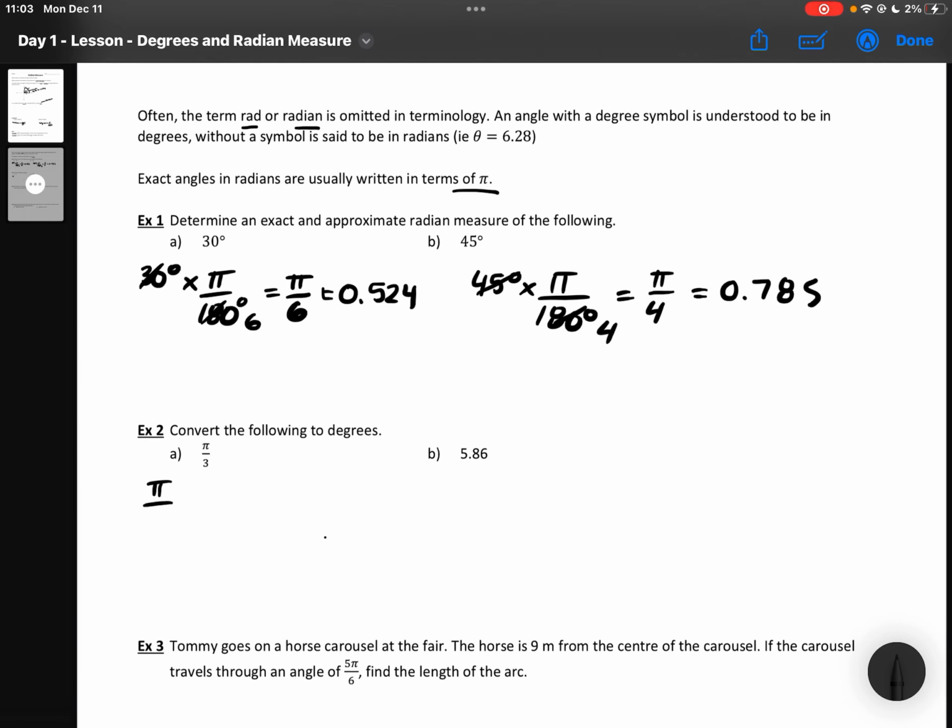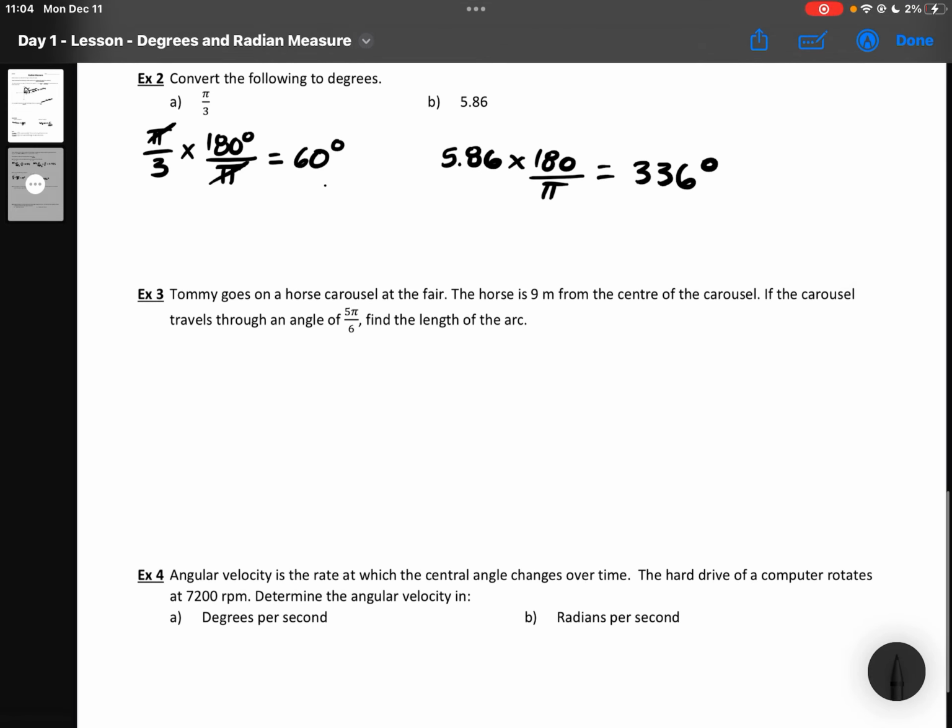The next 2 are going in the opposite direction. So I'm going to take my radian measure and I'm going to multiply by 180 over pi. I can cancel the pi's. I'm left with 180 over 3, which is going to simplify to 60 degrees. And then my second angle, I've got 5.86 radians. I'm going to multiply by 180 over pi, which works out to about 336 degrees. We'll round to the nearest degree.